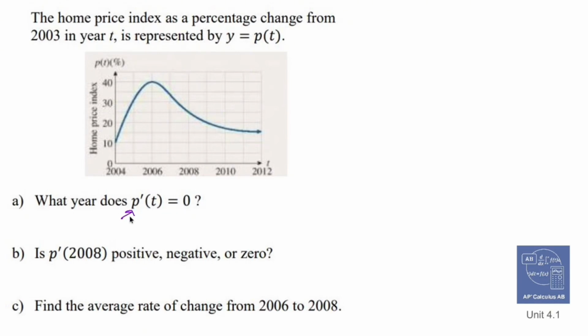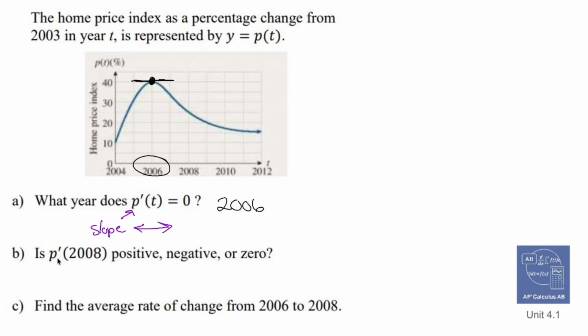Well, p prime is the derivative. The derivative means slope. So when it's asking when the slope is equal to 0, it's asking when the slope is completely flat and horizontal. I'm pretending I'm riding a skateboard on this graph. Where would my skateboard be completely flat? Always at the top of a hill or at the bottom of a valley. I'm going up, going up, and the minute I hit the very top, I am flat. That is the year 2006. So the year that my derivative is 0 is when my instantaneous rate of change is horizontal, and that happens at the year 2006.